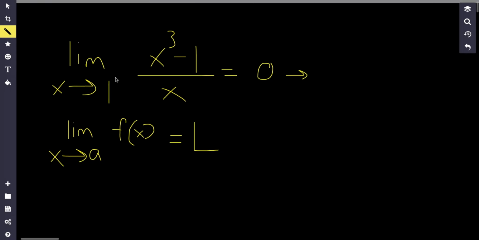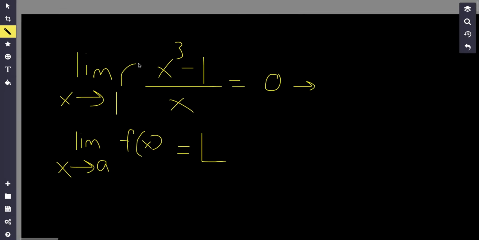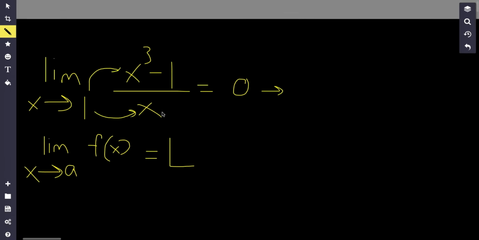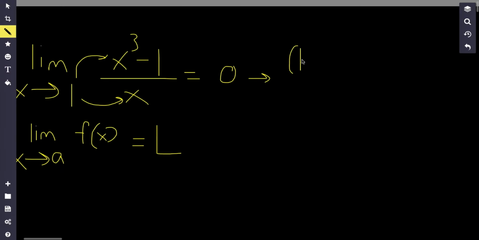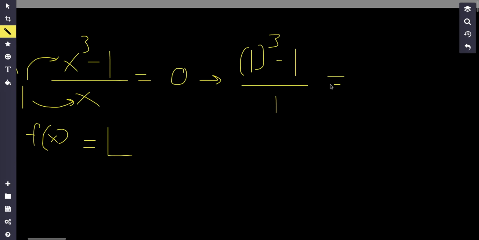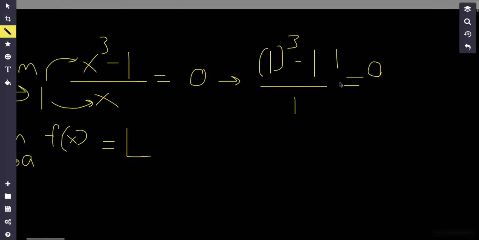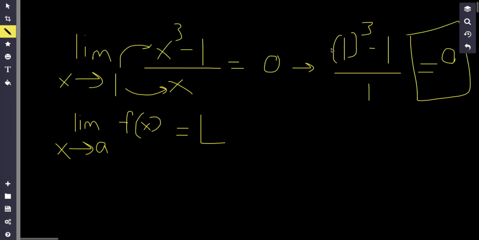And if you were to solve this algebraically, all you would have to do is substitute 1 in for x. So in this case, I have 1 to the third power minus 1 divided by 1. 1 minus 1 is just 0. 0 divided by 1 is 0. And that's how you would do it algebraically.